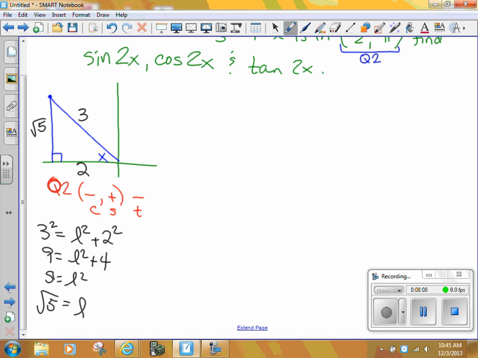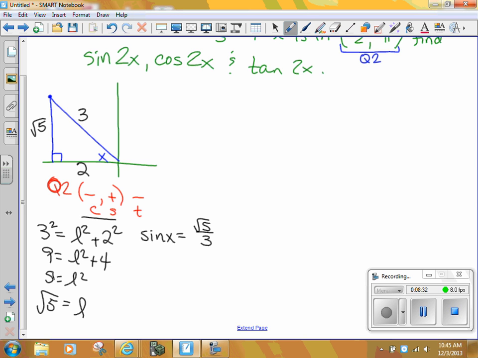Square root of 5. Now what? Now I can find my cosine and my sine. I have to have them all, folks. You're going to be better off if you do this now. Go ahead and list what is the sine of x according to my triangle. Square root of 5/3.